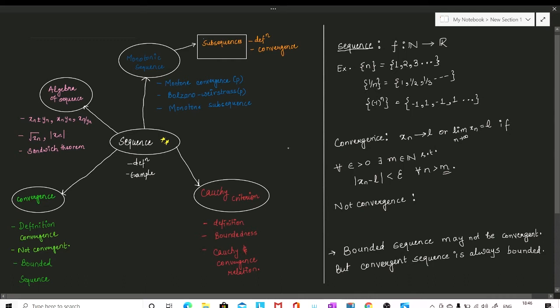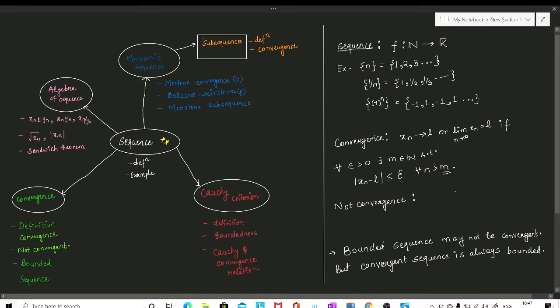Now we study the key concept of this topic, which is convergence. What does it mean when we say a sequence is convergent? The rest of the topics are all going to be about convergence of a sequence. So what is a convergent sequence? Say a sequence xn is tending to L, or the limit of the sequence xn is L. Then what we mean mathematically is, for all epsilon greater than 0, there exists an m belonging to the natural numbers such that |xn - L| is less than epsilon for all n greater than m.